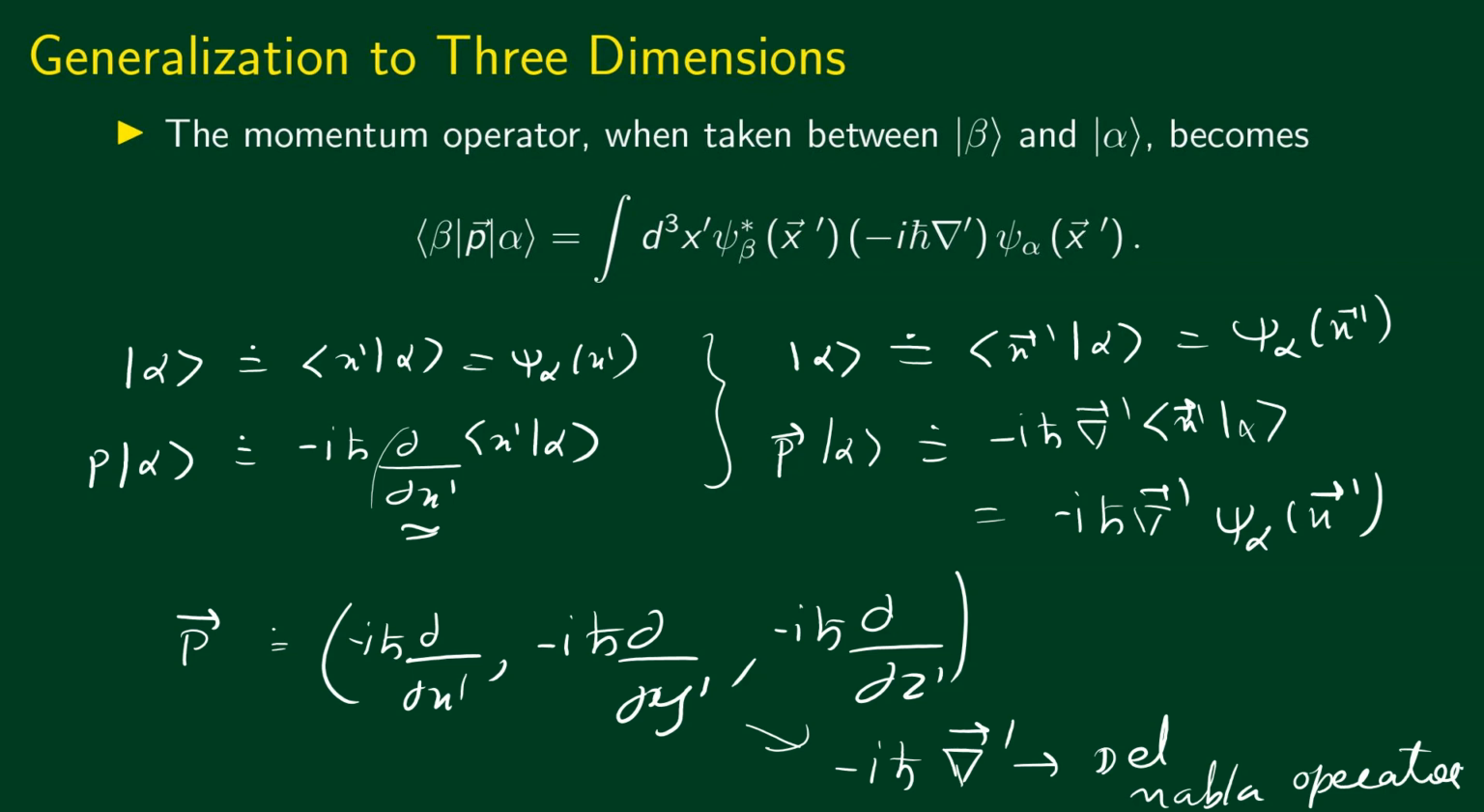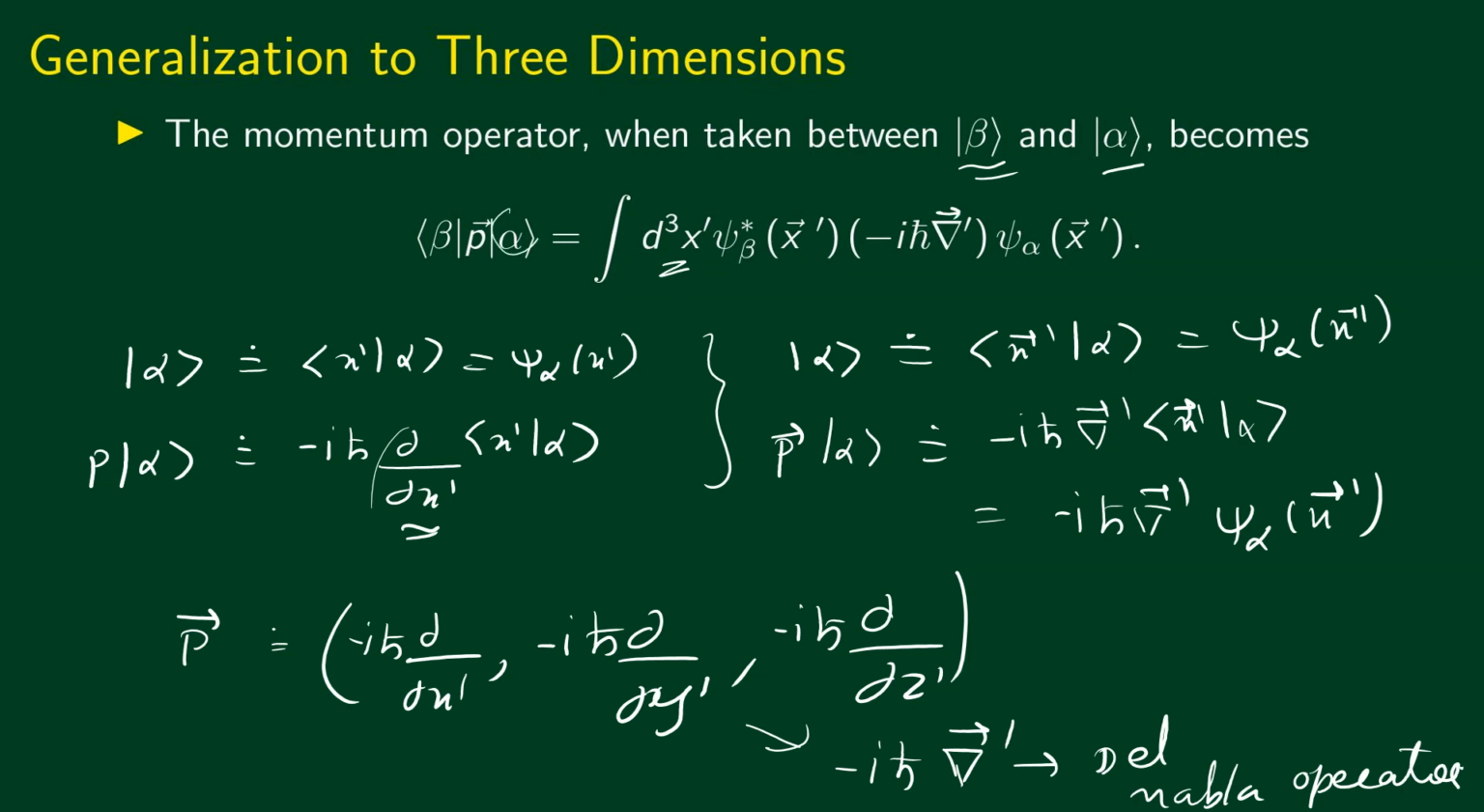This is fairly straightforward. Now if you want to find the momentum operator when taken between ket beta and ket alpha, if you're looking for this number, then you first write, of course, an integration over all space. Then you write the wave function corresponding to this bra beta, which is psi beta star of x vector prime. Now you write the representation of the operator in the position basis, which is written as minus i h bar del vector prime.